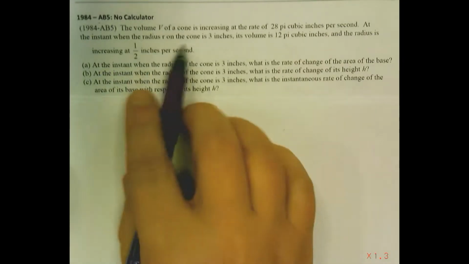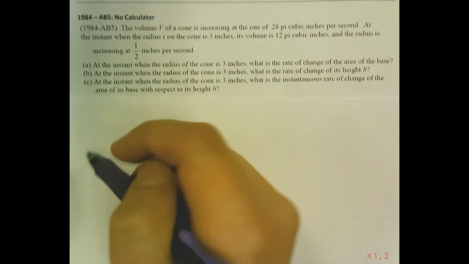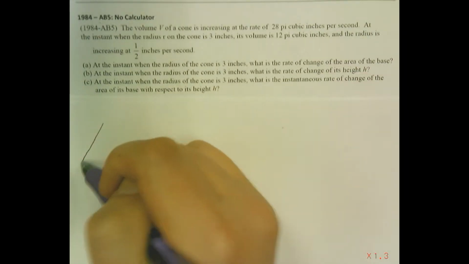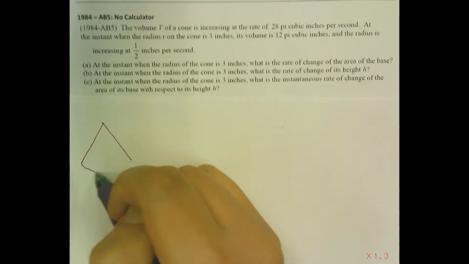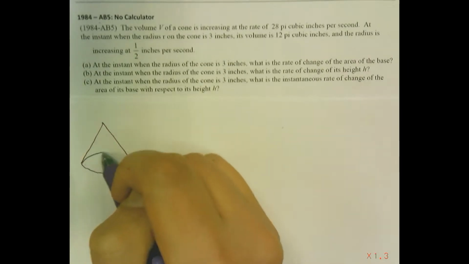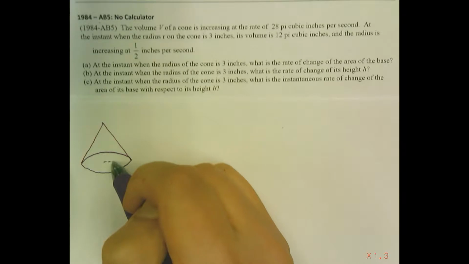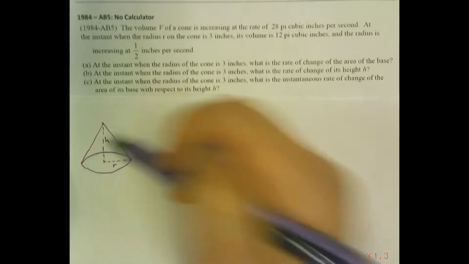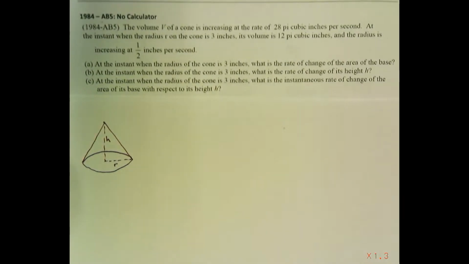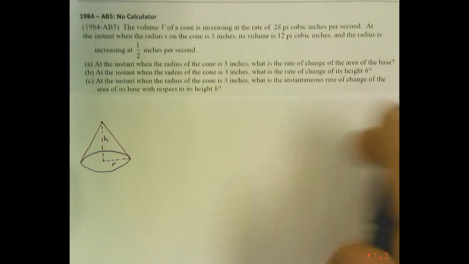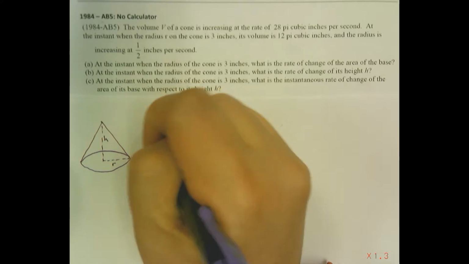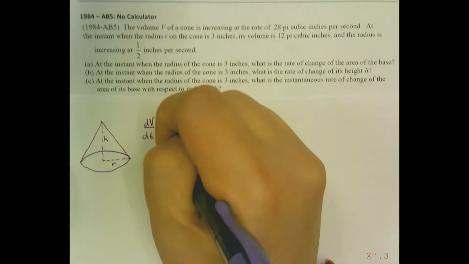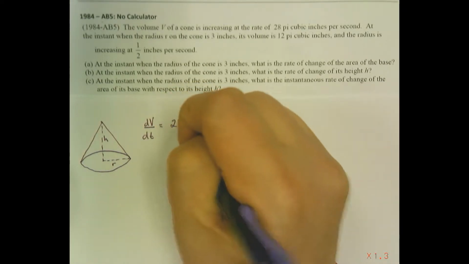The volume of a cone is increasing. So we have a cone. I'll sketch a little cone right here. A cone has a radius and a height. So there's the cone. The volume of the cone is increasing at a rate of 28 pi cubic inches per second. So the rate of change of volume is 28 pi.